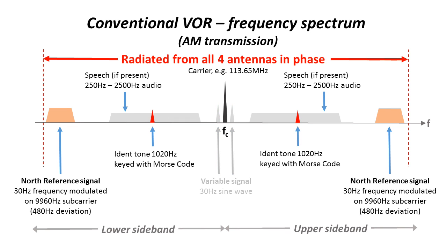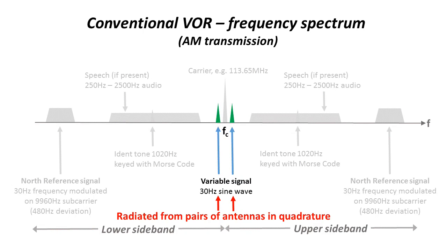The conventional VOR uses 4 Alford loops arranged in a square formation. All signals, except the 30 Hz sidebands, are radiated omnidirectionally from all 4 of the installation's antennas fed in phase. The variable signal, 30 Hz sidebands, are radiated from pairs of antennas fed in antiphase and fed with 30 Hz modulation in quadrature, which produces a rotating figure-of-8 pattern.